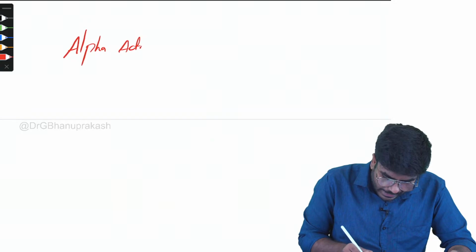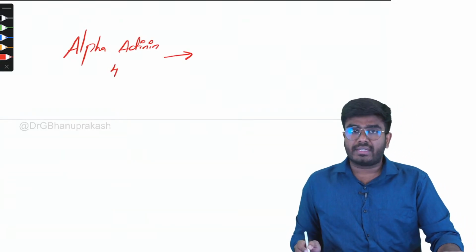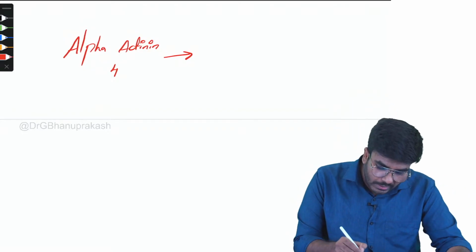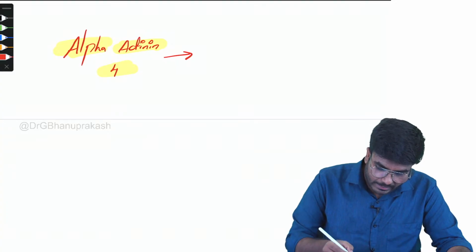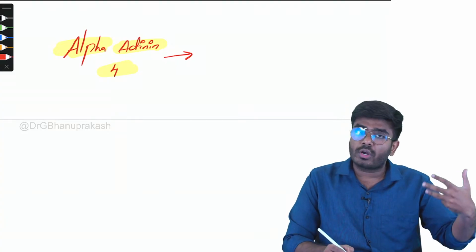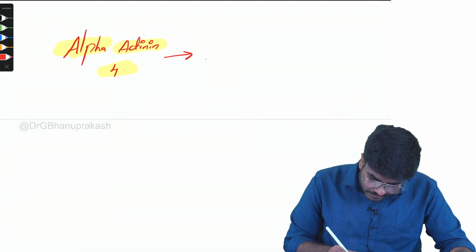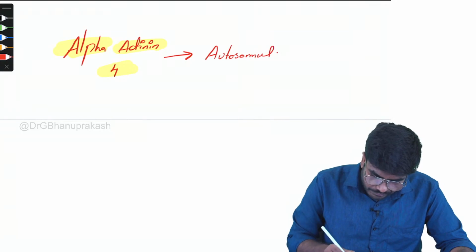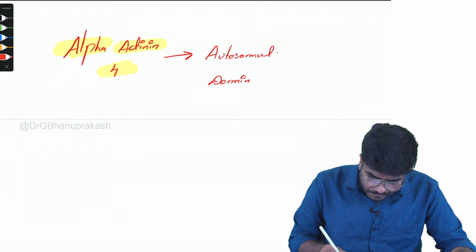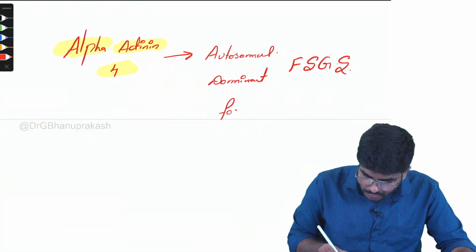Alpha actinin 4. Whenever this protein is affected, okay, here the genes are not that important. Whenever alpha actinin 4 is affected, it will also cause protein loss, nephrotic range proteinuria, nephrotic syndrome. But which type of nephrotic syndrome? It is called autosomal dominant focal segmental glomerulosclerosis. Let me write it down here.